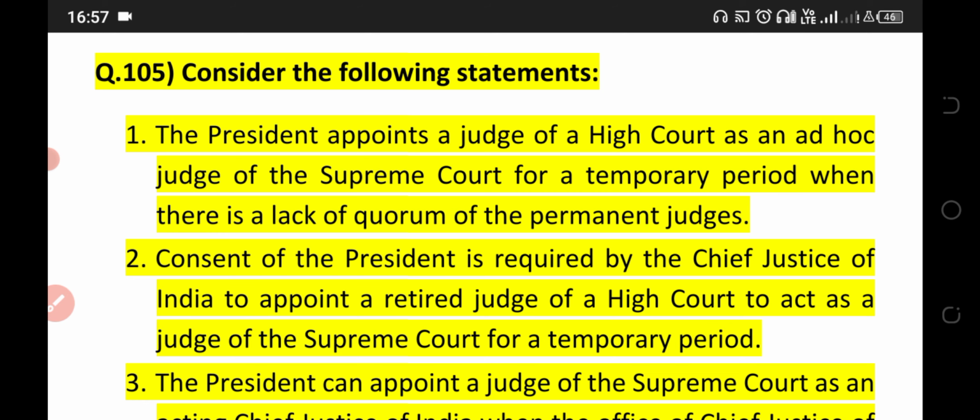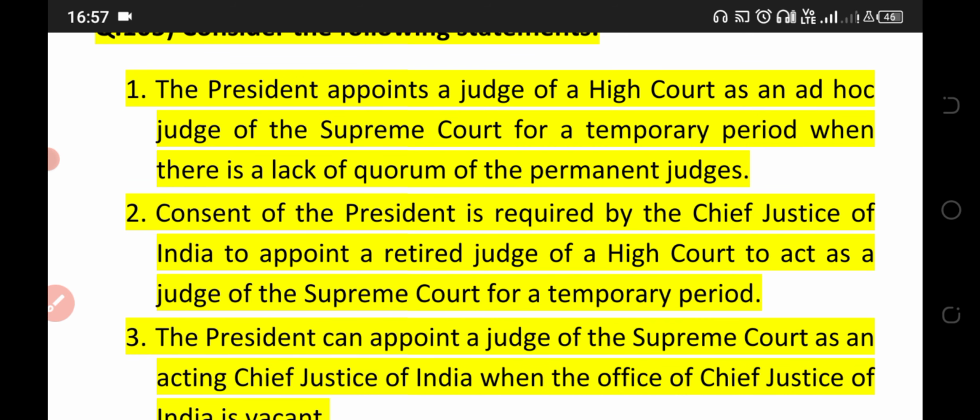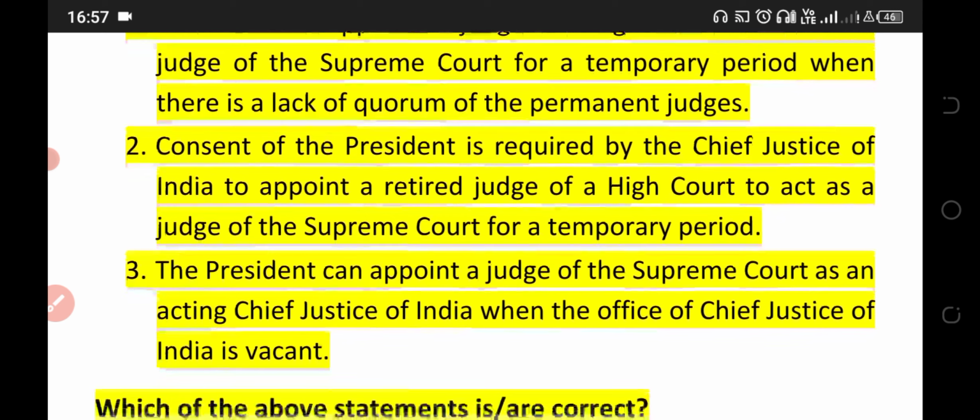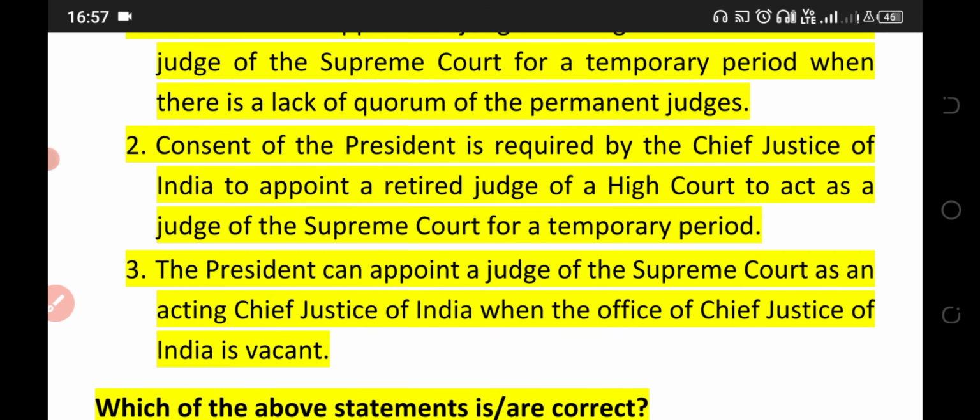Consider the following. The President appoints a judge of a High Court as an ad hoc judge of the Supreme Court for a temporary period when there is a lack of quorum of the permanent judges. Consent of the President is required by the Chief Justice of India to appoint a retired judge of the High Court to act as a judge of the Supreme Court for a temporary period. The President can appoint a judge of the Supreme Court as an acting Chief Justice of India when the office of the Chief Justice of India is vacant.